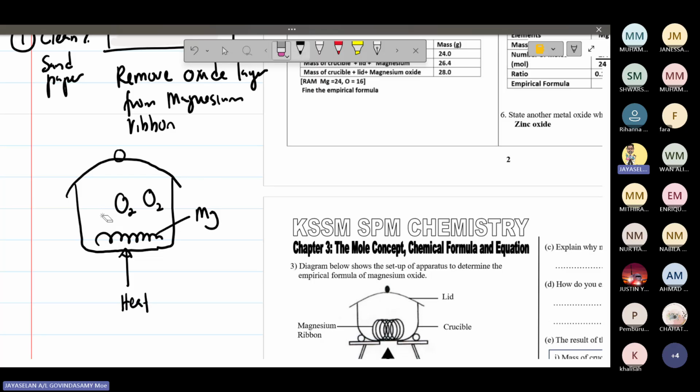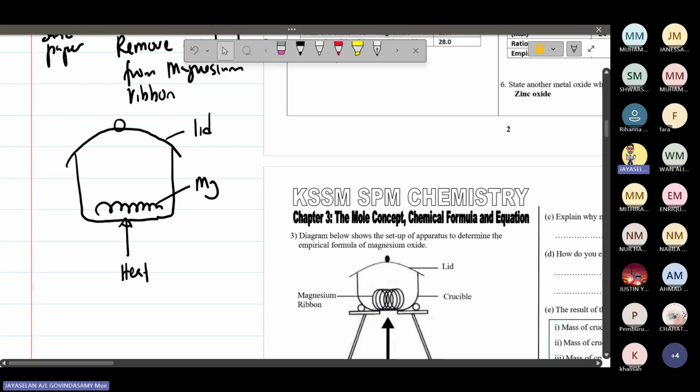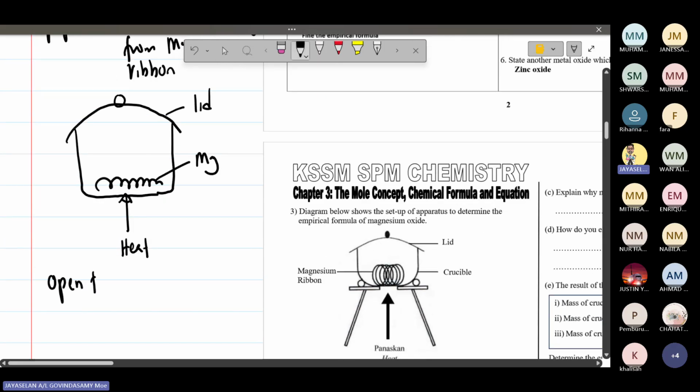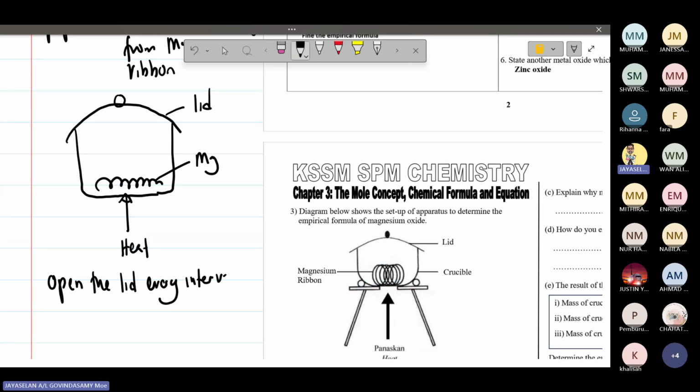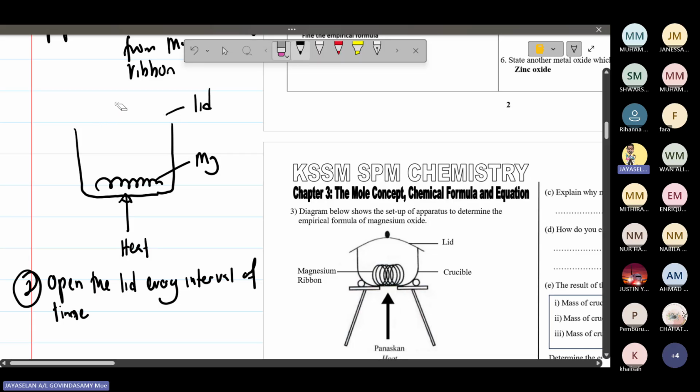So what will happen? The oxygen sources have reacted, and if you keep the lid closed, complete burning will not happen. So what do you have to do? You have to open the lid at every interval of time. This is your second point. Every interval of time, every 5 minutes or every 10 minutes, you just open briefly, then close it back. Why? Because the oxygen source inside the crucible has run out.